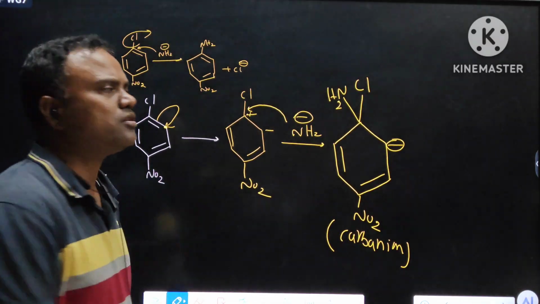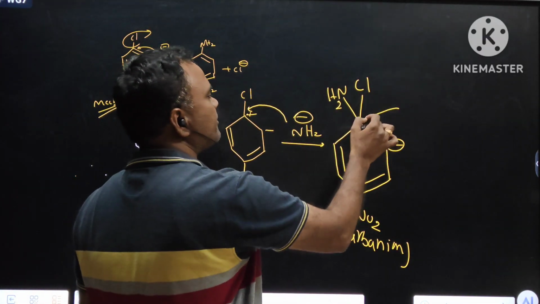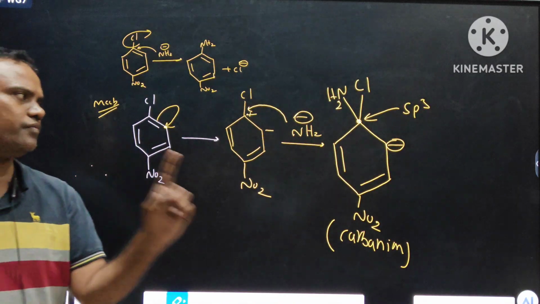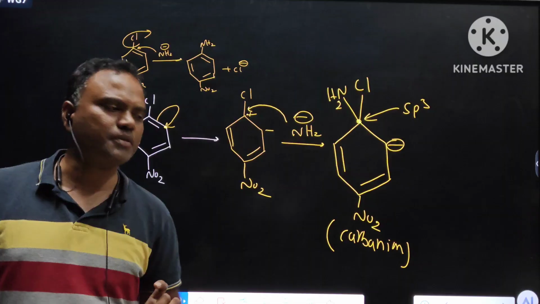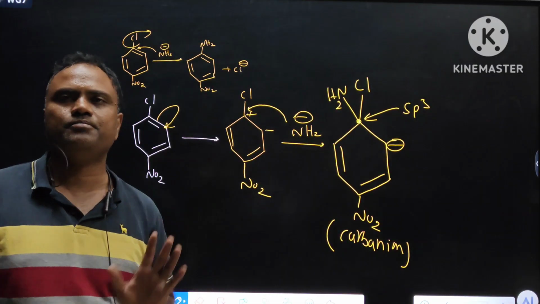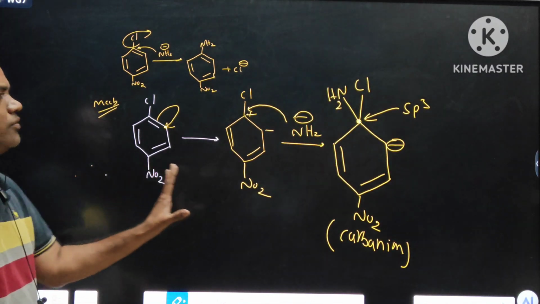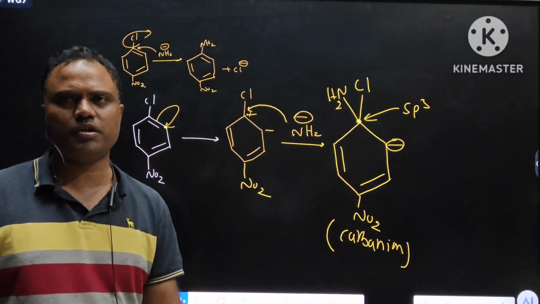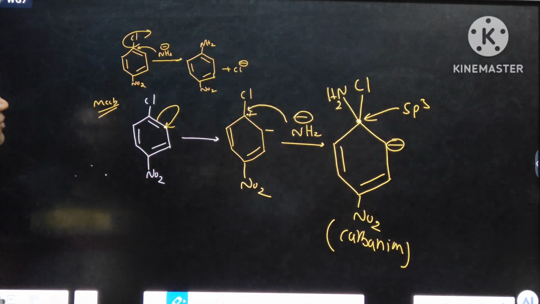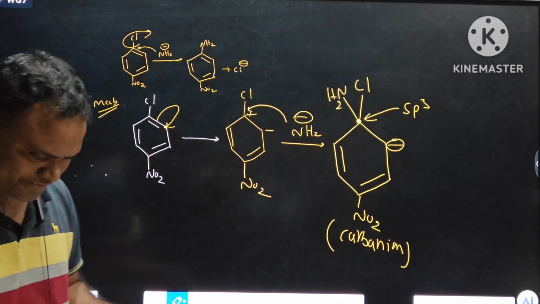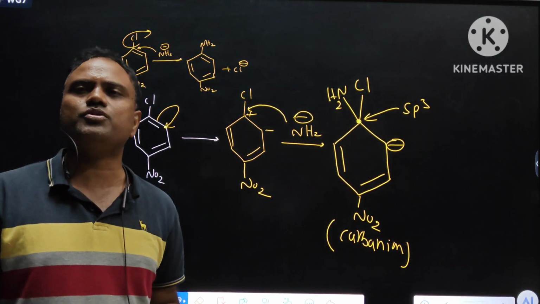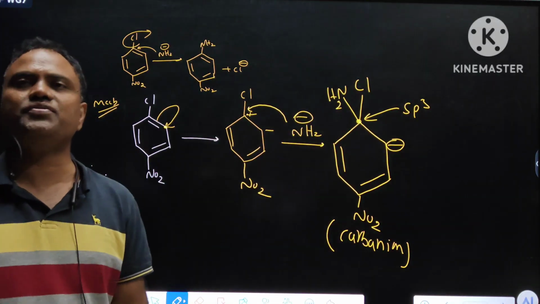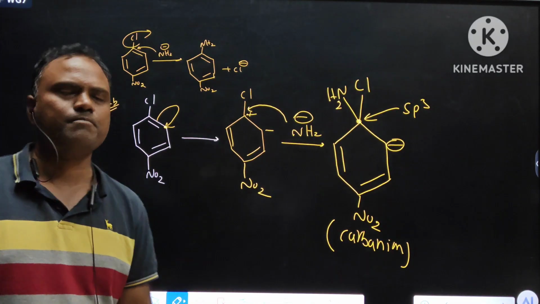Why is aromatic character not present? This is an sp3 carbon. If an sp3 carbon is present, that is non-aromatic. If at least one sp3 carbon is present, that is non-aromatic. Clear? So that is what I wanted to say. In the first step, loss of aromaticity takes place. Remember this point. In both aromatic electrophilic substitution and aromatic nucleophilic substitution, aromatic character is lost in the first step. Got it? Right.